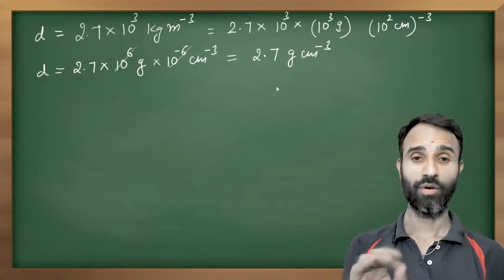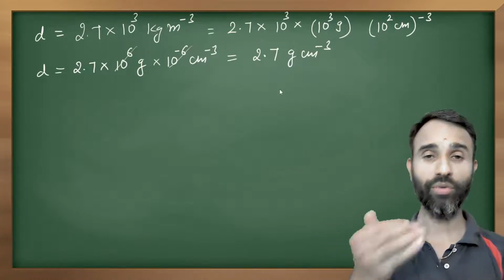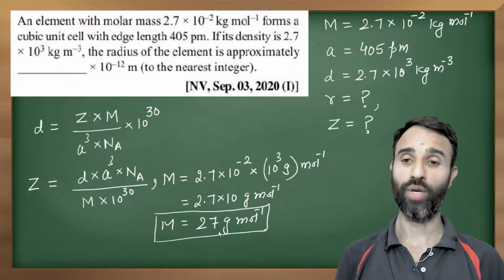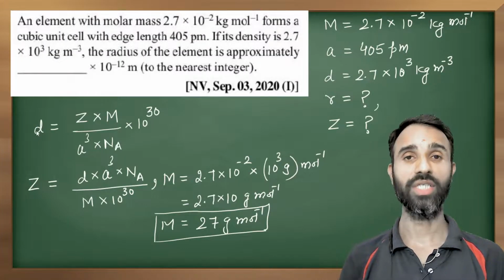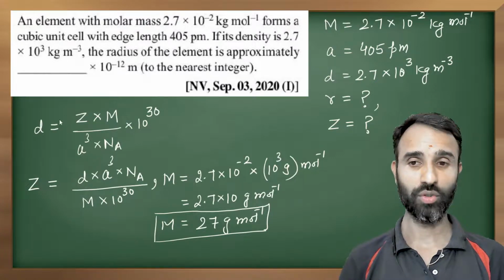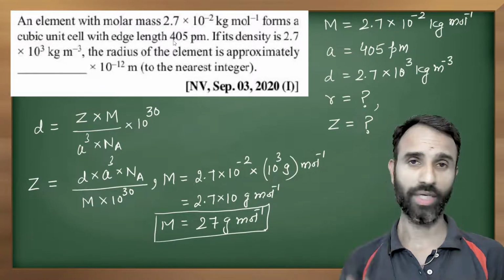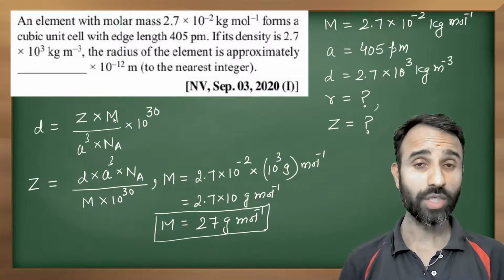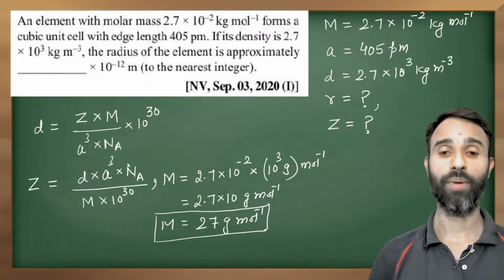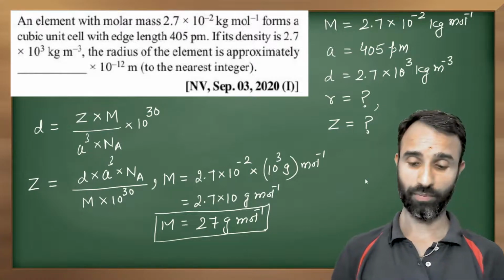See what we have done. We converted them into the units that should be in the formula. D, density, is in gram per centimeter cube, so we convert into gram per centimeter cube. A should be in picometer, so it is already given in picometer. Molar mass should be in gram per mole, so we convert it into gram per mole. Now we put these values in the formula.